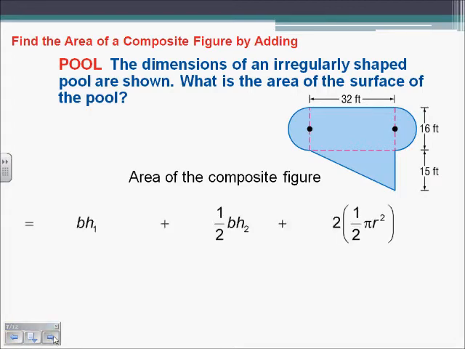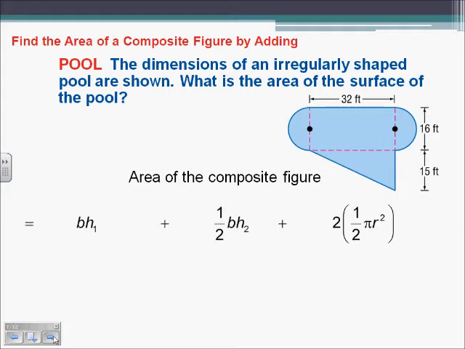We know the area of the rectangle is going to be base times height. We know the area of the triangle is going to be 1/2 base times height. And we know the area of that semicircle is going to be 2 times each half of that. So 2 times 1/2 times pi r squared, or really just pi times our radius squared.